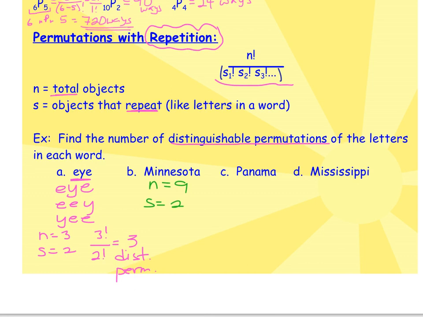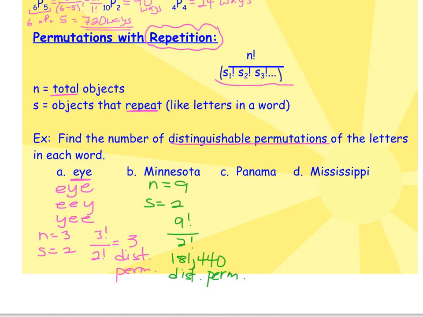To create the number of possible permutations without having to write them all out, we can do 9 factorial, all the ways the 9 letters could be rearranged, but divide out any time the 2 N's are in the same spot. This is equal to 181,440 distinguishable permutations. Thankfully, we don't have to list those all out. That would be a lot.